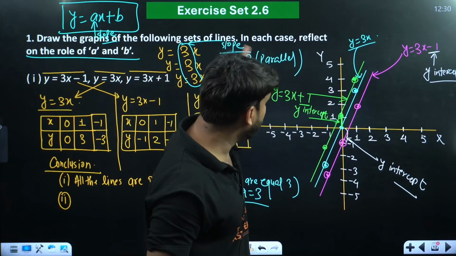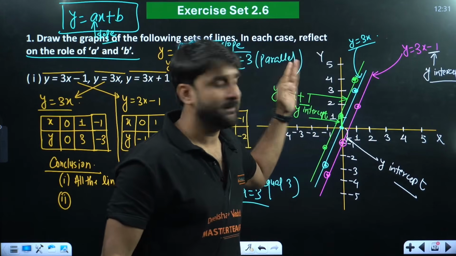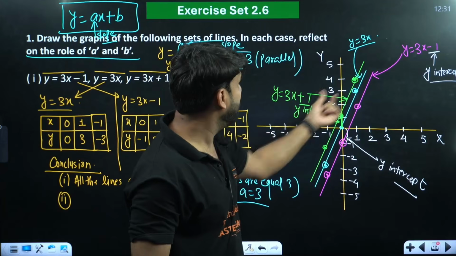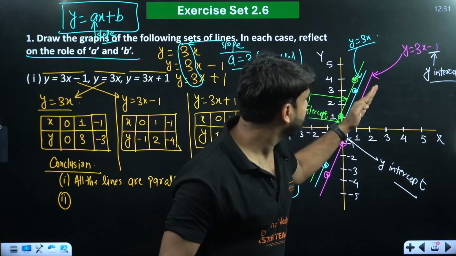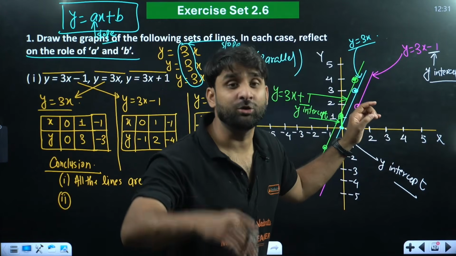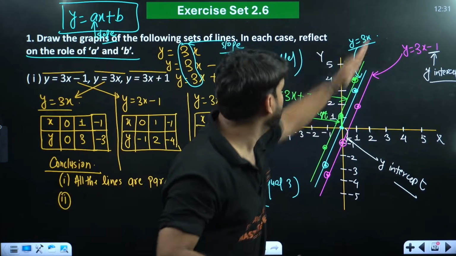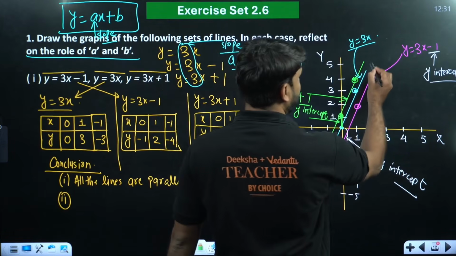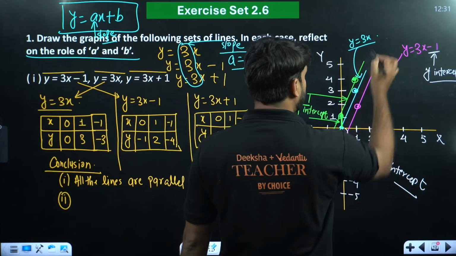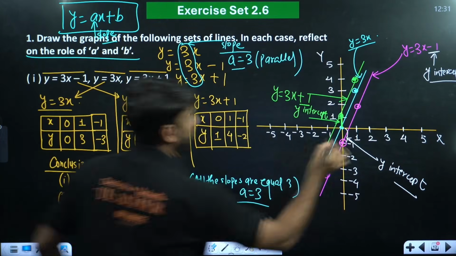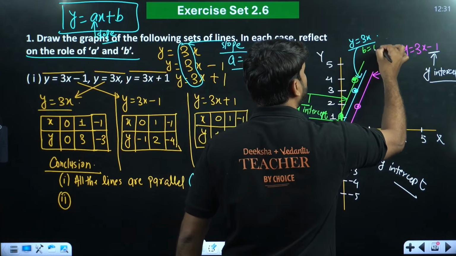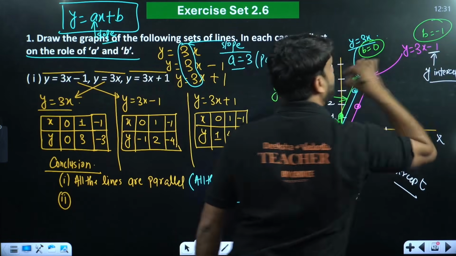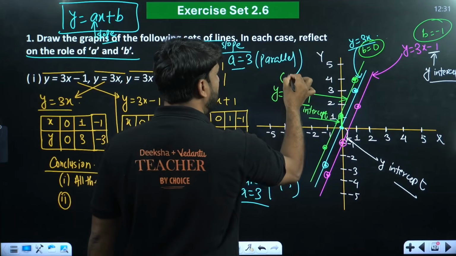If the b is positive, the line will steep up, in the upward direction. If the b is negative, the line will go this way. If there is nothing, neither positive nor negative, the line will pass through the origin. Here in the blue one, b is equal to 0. Here b is equal to -1. And here in the third one, b is equal to what?